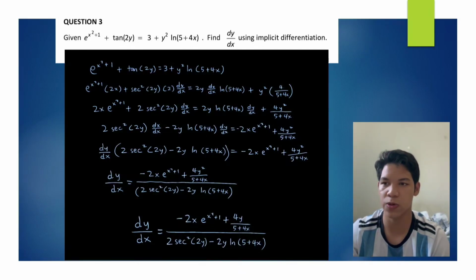After that, we need to factorize dy/dx on the left side, and we get dy/dx multiplied by (2 secant squared 2y minus 2y ln (5 plus 4x)) equals negative 2x e to the power of (x squared plus 1) plus 4y squared over (5 plus 4x). And lastly, we need to express dy/dx as the subject, and we will get dy/dx equals negative 2x e power of (x squared plus 1) plus 4y squared over (5 plus 4x), divided by (2 secant squared 2y minus 2y ln (5 plus 4x)).